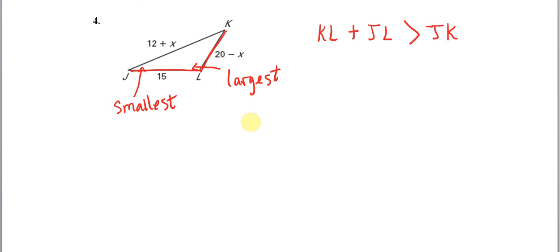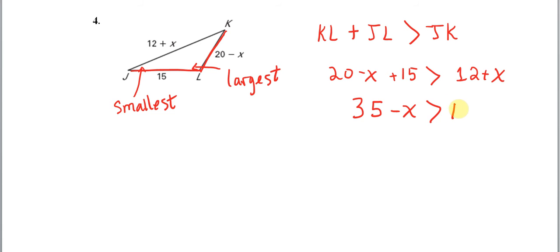So KL would be 20 minus x. JL would be 15. And that must be greater than JK. So JK is 12 plus x. Okay, so we've got some solving to do. On the left side, we have 35 minus x is greater than 12 plus x. Add x to both sides, and we get 12 plus 2x.